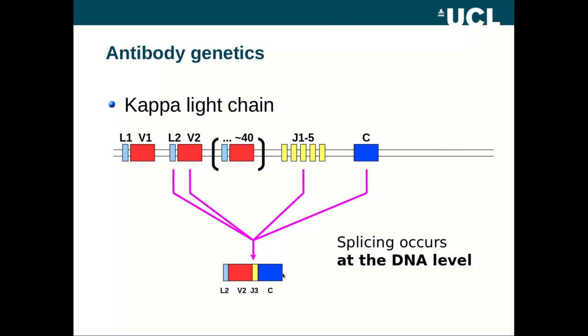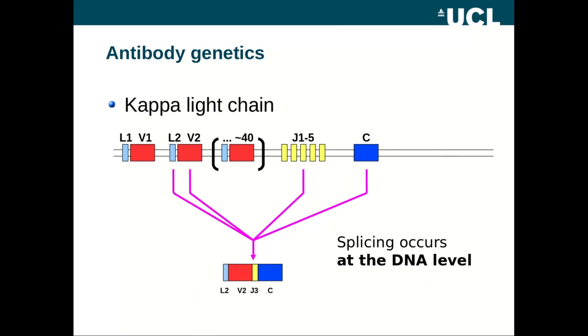So the V and the J together in either lambda or kappa encodes that variable region that we saw at the protein level. So at the DNA level, V stands for variable and J stands for joining. And then the C region of the DNA encodes the constant domain in the protein.